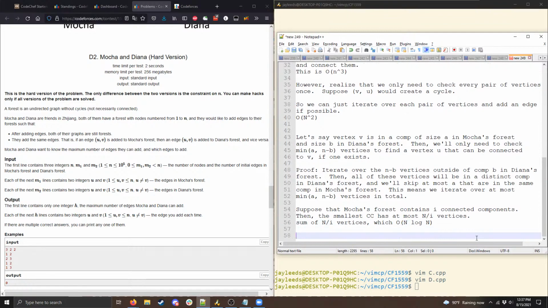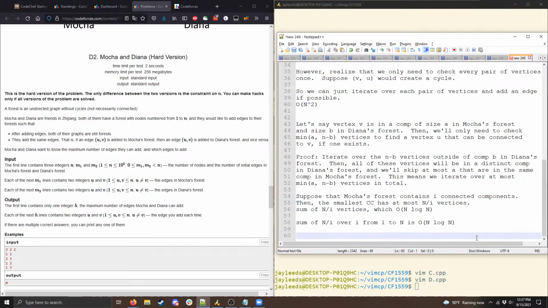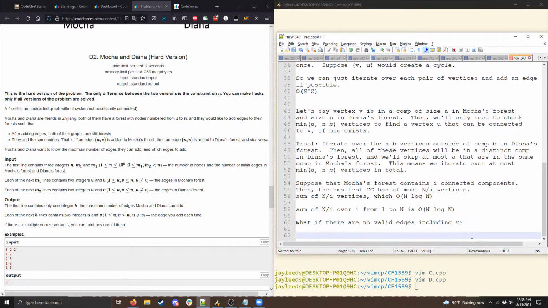In general, the sum of n over I from 1 to n is O of n log n. That's a very useful bound that you should definitely know. Alright, so that's the motivation for this step, but there's one thing to worry about, which is what if there are no valid edges including V? So what if we perform this min of A and B steps and it's just a waste of time? So let's do the second observation.